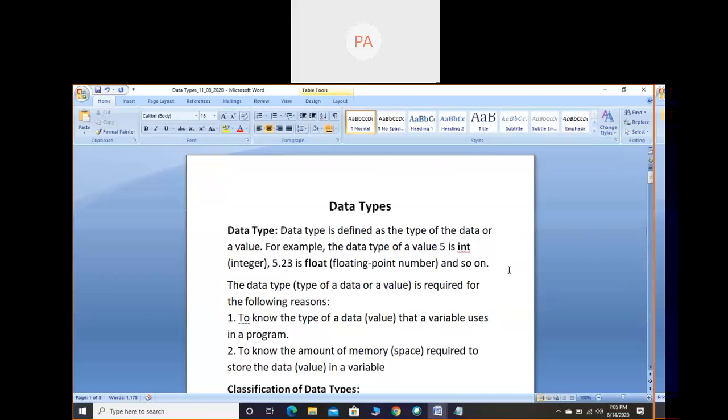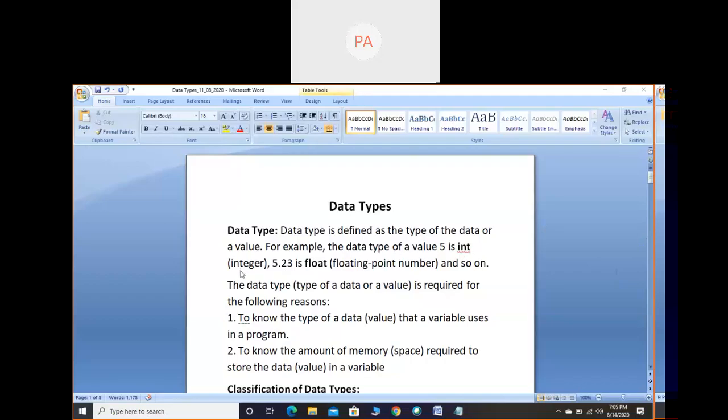Okay, so we'll see what it is. Data type is defined as the type of the data or a value. For example, the data type of 5 is int. So int is a keyword here. Okay, so in the keywords list it is present. When we discussed the keywords, there are 32 keywords we have discussed. That means I have given the list. That is for basic C programming. So int with lowercase letters is a keyword. The meaning of that is integer.